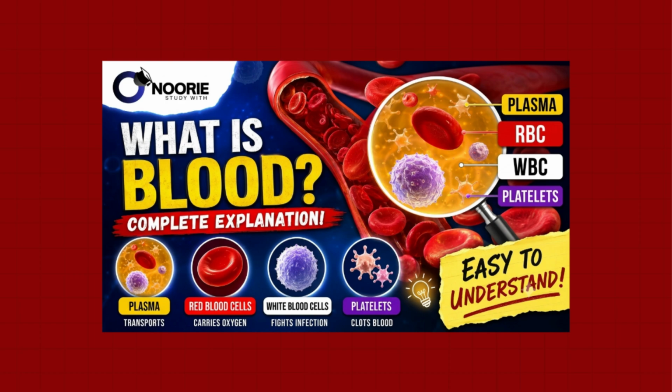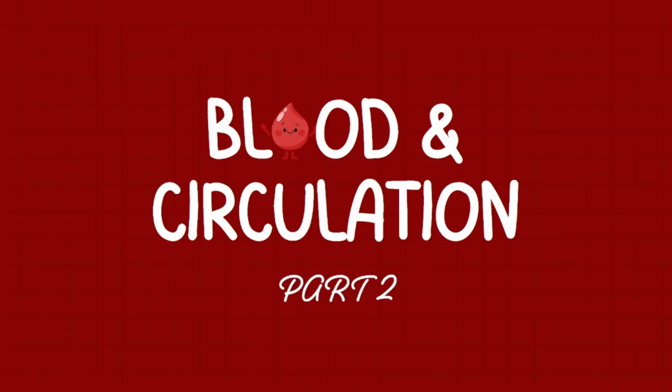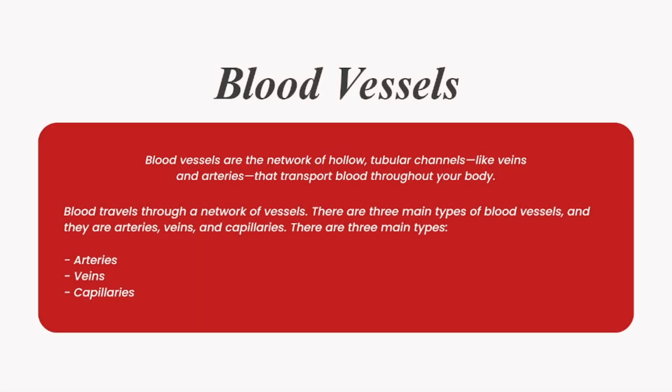In our previous video, we learned about blood, its components, and important roles it plays in the human body. In this video, we'll explore the structure and functions of the circulatory system and take a closer look at the heart. Blood vessels. Blood travels through a network of vessels.